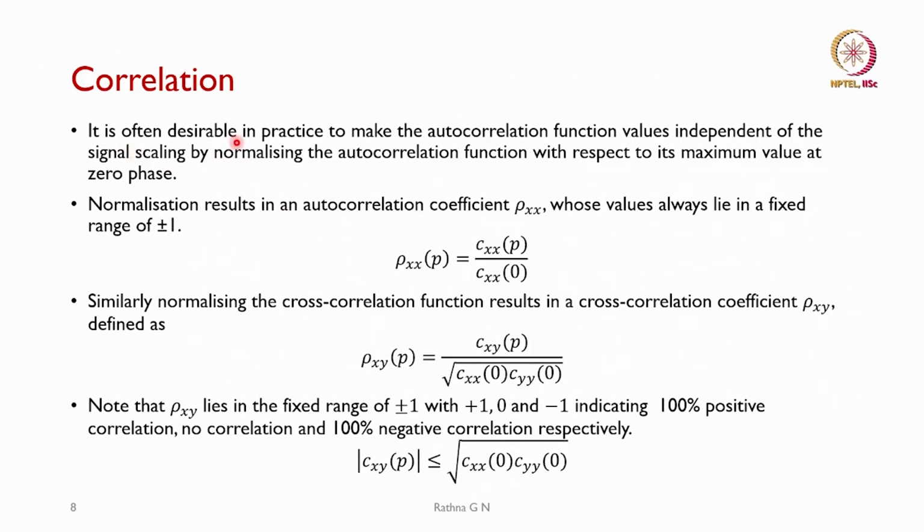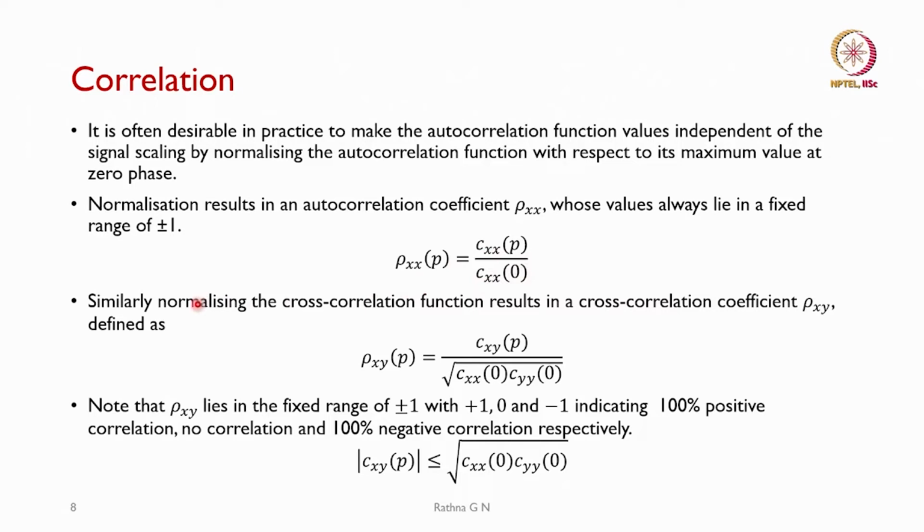It is often desirable in practice to make the autocorrelation function values independent of the signal scaling by normalizing the autocorrelation function with respect to its maximum value at 0 phase, so that it need not depend on the scaling. Normalization results in an autocorrelation coefficient, which we call rho xx, whose values always lie in a fixed range of plus or minus 1. So, when we take the autocorrelation rho xx of p, it will be Cxx of p divided by Cxx of 0.